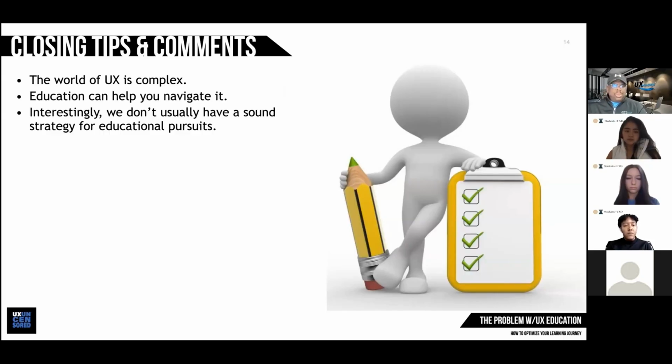Interestingly, we don't usually have a sound strategy for educational pursuits because we're used to somebody laying something before us. You don't get to do that this time. With UX, you need to have a strategy so that you can make a good sound decision and don't let your zeal dictate what you run into. And that's what a lot of people are doing. They're zealous, so they just do something and everything is whimsical and it's haphazard, and whimsy and haphazard approaches don't usually pan out well in the end.